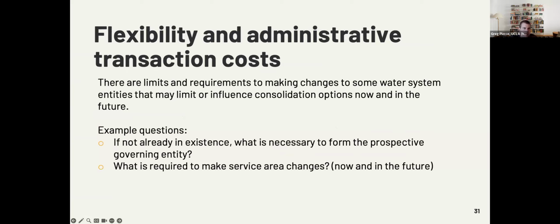Another category that's important, and I think relates back to the first, powers and authorities, is around flexibility and administrative transaction costs, and a lot of things that, at least from the outside, can be difficult to anticipate in advance. For instance, questions we ask here are, if not already in existence, what is necessary to form the prospective governing entity, which, again, isn't at the top of everyone's list, and what's required to make service area changes now and in the future that relate to a lot of local development plans, ambitions, and constraints more broadly. Next slide.